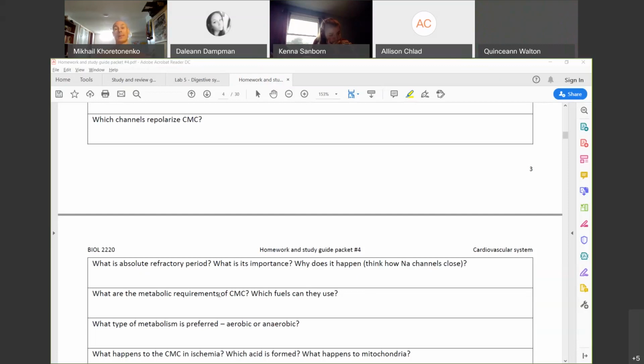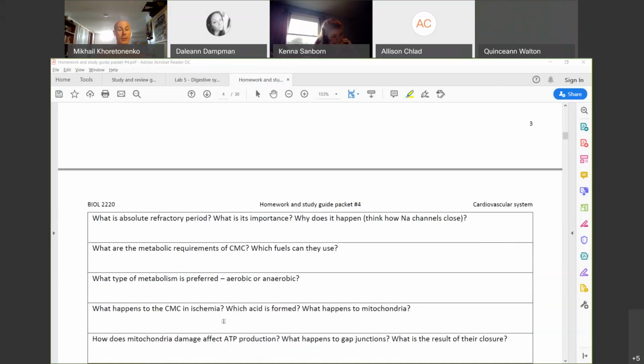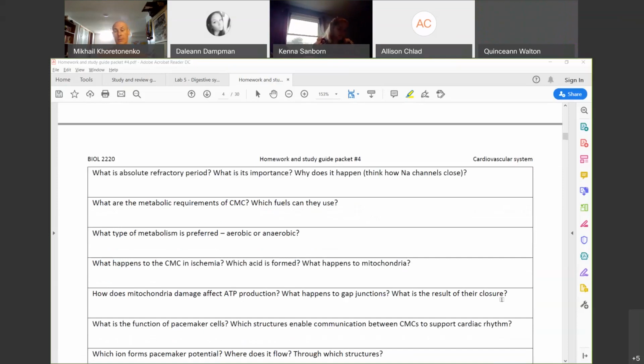Metabolic requirements: aerobic respiration, okay, they need ATP. They can use lactic acid, fats, carbohydrates, actually anything. Aerobic metabolism is preferred. In ischemia, cardiomyocytes have to switch to fermentation, and that fermentation leads to the accumulation of lactic acid. Lactic acid lowers the pH in the cell. That leads to the release of calcium from the endoplasmic reticulum and mitochondrial damage. Damaged mitochondria cannot produce ATP efficiently, so gap junctions that rely on ATP production close, and the result of that closure is fibrillation of the heart.